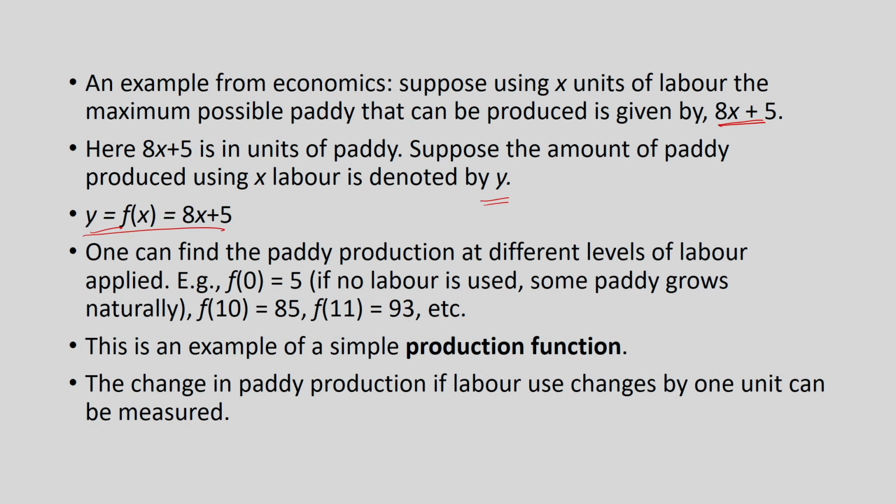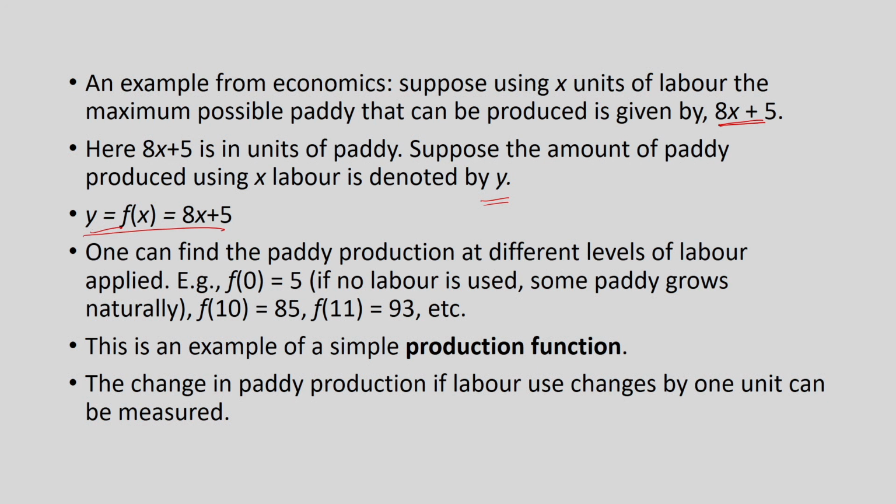So, for example, if you take f of 0, it becomes what? It will be 0 plus 5 is equal to 5. So, how do I interpret this f of 0 is equal to 5? The interpretation is that if no labor is used, some paddy grows naturally. No labor is used because x is the amount of labor. If x is equal to 0, no labor is being used. But even then, what the function is telling me is that the value of y is equal to 5, that still some paddy is grown naturally.